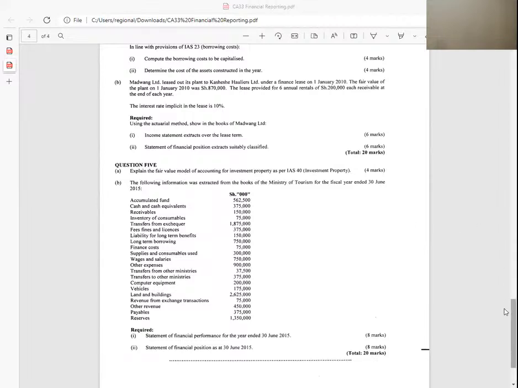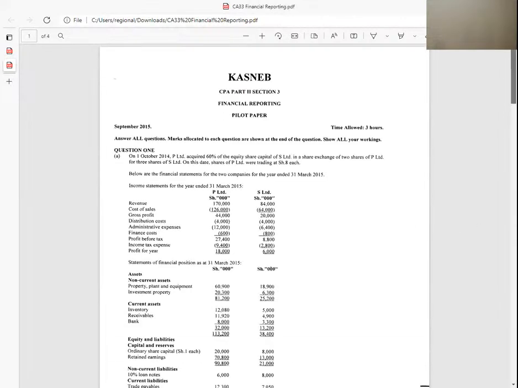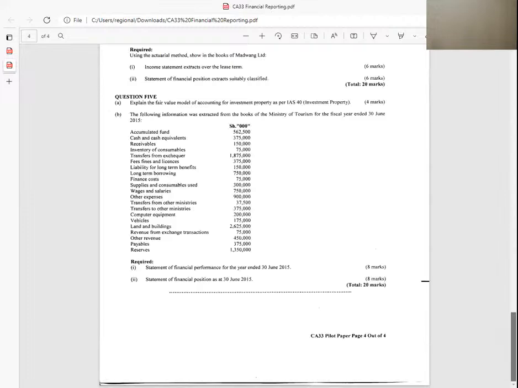So this question came from the pilot paper, September 2015, question number 5. The following information was extracted from the books of the Ministry of Tourism for the fiscal year ended 30th June 2015. They want us to give them the statement of financial performance for the year ended 30th June 2015.